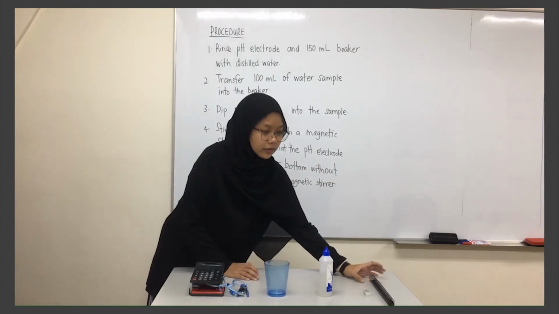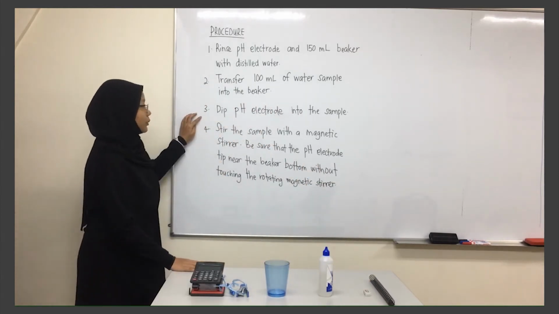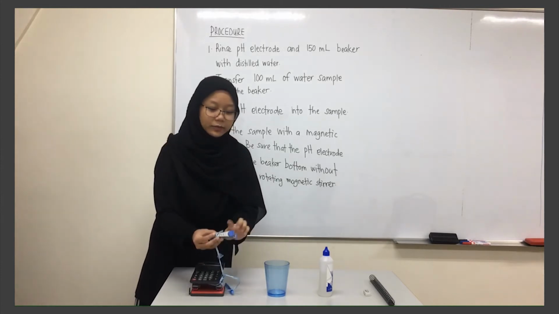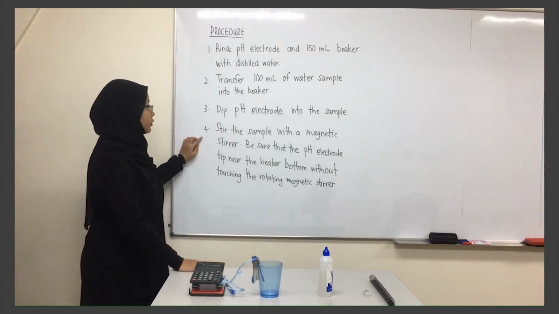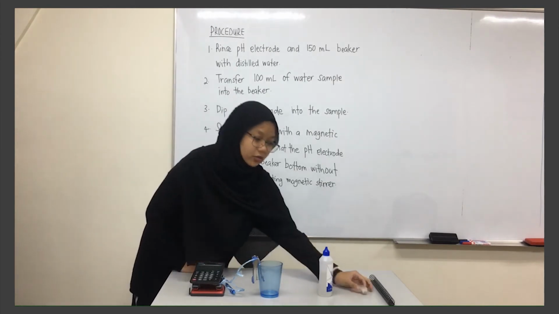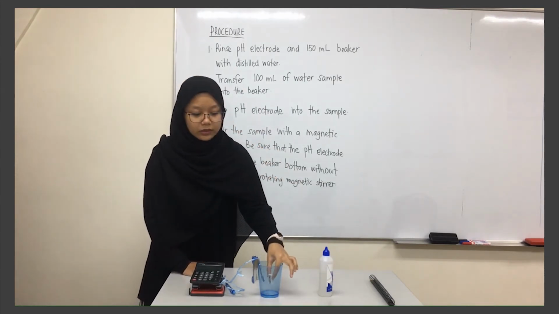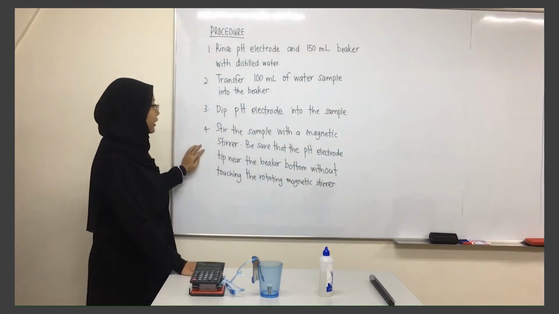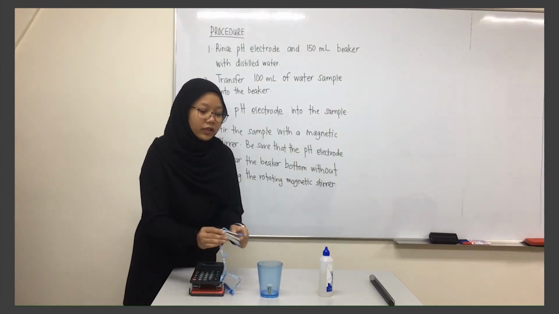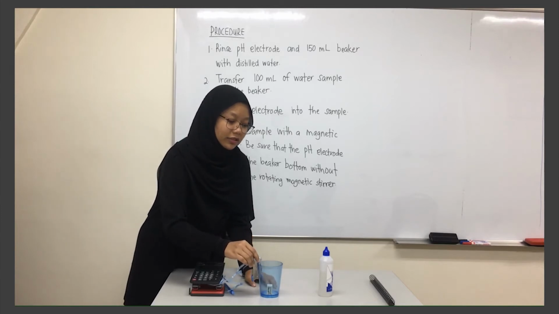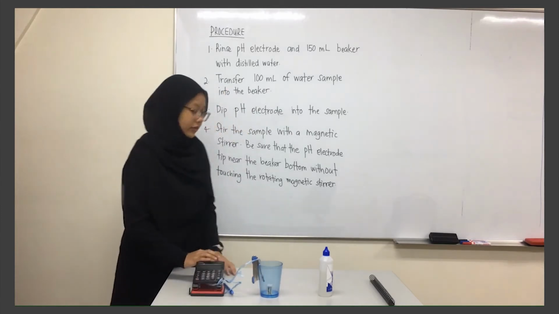The third step is to dip the pH electrode into the sample. So this is the pH electrode and we need to dip it into the sample. The fourth is to stir the sample with a magnetic stirrer. This is the magnetic stirrer and we put it into the beaker. We need to make sure that the bottom of the pH electrode does not contact the magnetic stirrer.